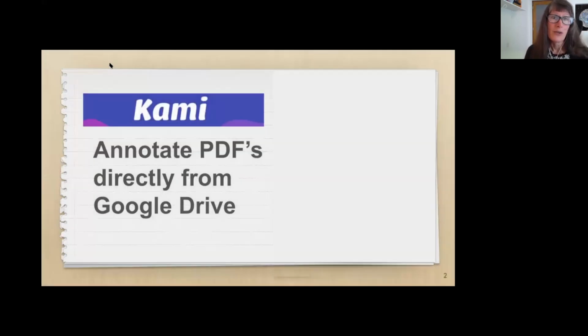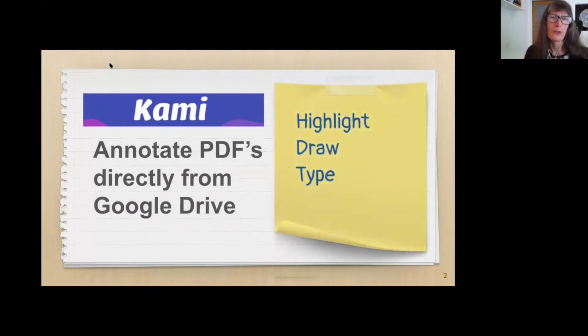Cami is the first one I'm going to talk about, and I will be talking about the free versions of both of these, though they both have paid versions. Its strength is in annotating PDFs, and the benefit is you're using them directly from your Google Drive. And the three big tools you can use are on the post-it there.